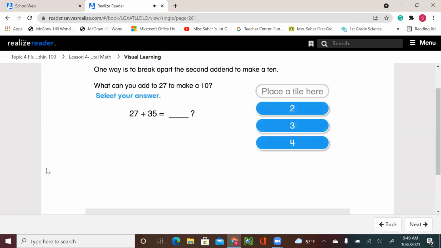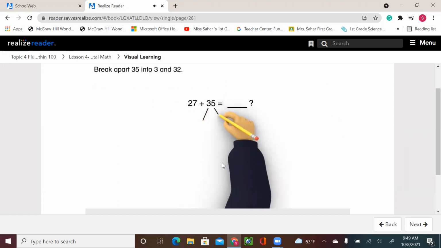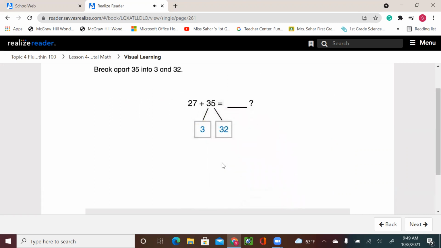Select your answer. So we need to choose one of these numbers to change that 27 to make it 10, to make the 7 a 10. So 2, 3, or 4. Very good. 3. Break apart 35 into 3 and 32. 27 plus 3 equals 30. Next, add the 32. 30 plus 32 equals 62. So, 27 plus 35 equals 62.